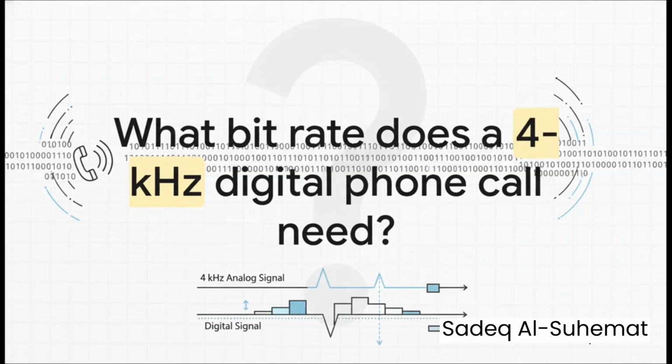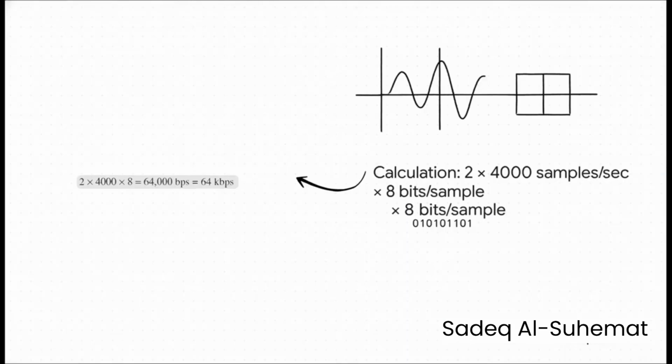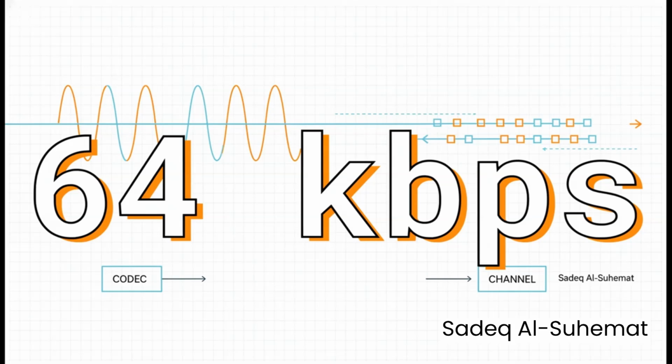Okay, let's step it up a notch. We've done text, now let's talk about voice. What does it actually take to digitize a standard phone call? The kind that uses a 4 kilohertz voice channel. Well, the key here is a really important rule called the Nyquist theorem. It basically says you have to sample the signal at double its highest frequency to capture it properly. So we take our 4,000 samples per second, we multiply that by 2, and then we'll say each one of those samples is represented by 8 bits of data. And that calculation lands us squarely at 64 kilobits per second.